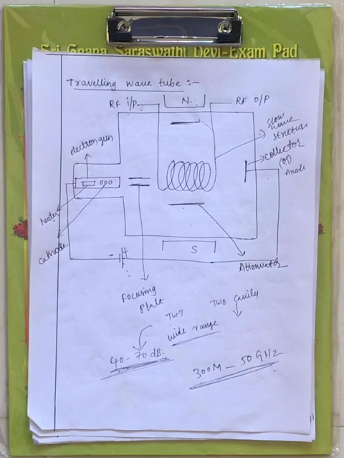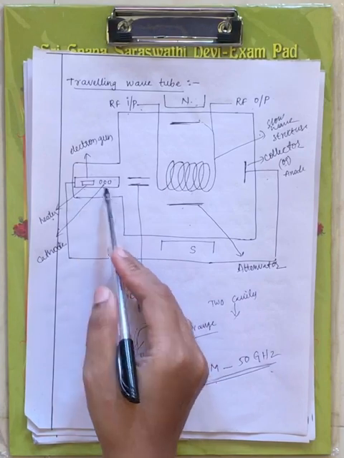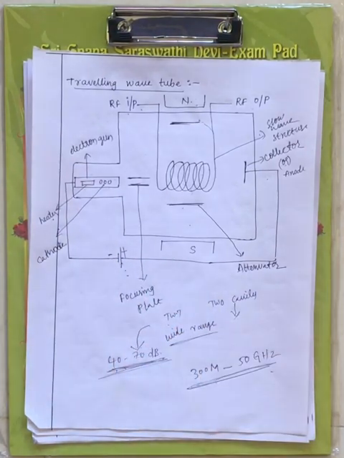Coming to its structure, we have seen it. Now let us see its operation. We have seen the introduction and the structure. Now it contains an electron gun. The electron gun is connected to the negative terminal of the battery, and it will generate a beam of electrons.